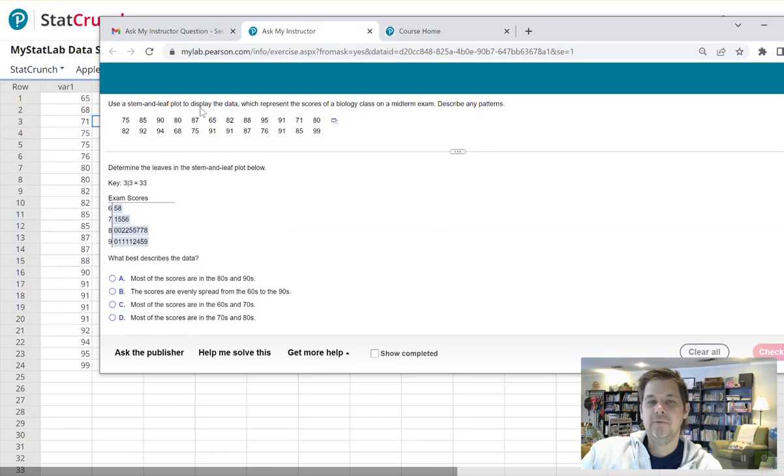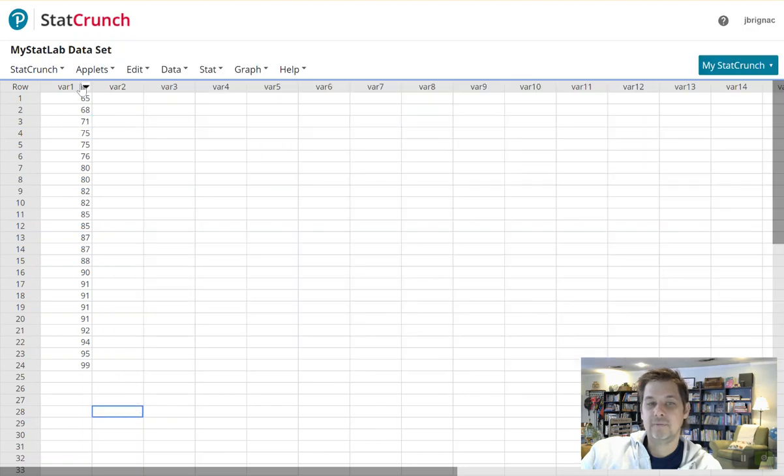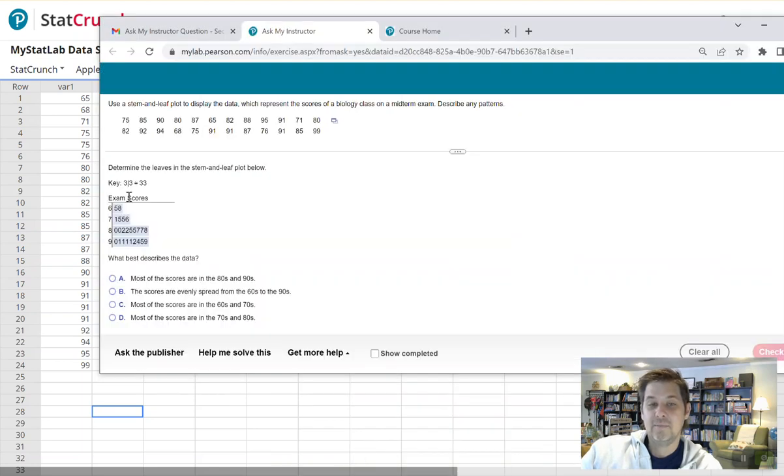Don't try to do it without first sorting the data. Somehow you can sort it least to greatest or greatest to least, however you want to look at it, but it's got to be put in like this in the stem and leaf plot.